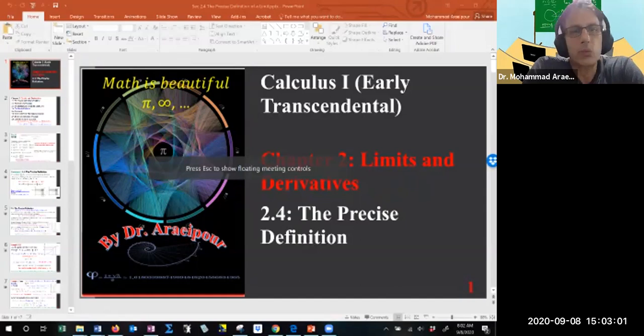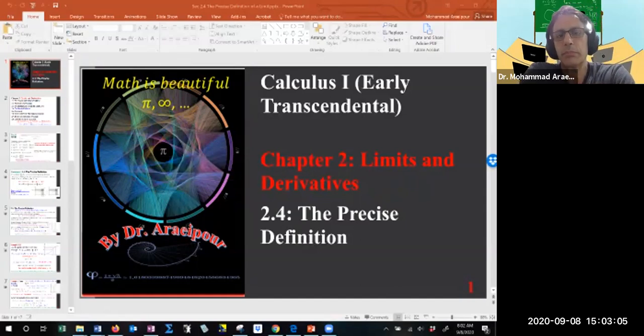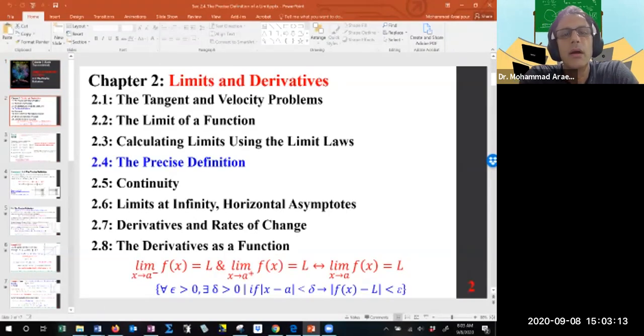Morning class, we are looking at section 2.4, the precise definition of a limit. We looked at the tangent and velocity problems, the limit of a function, calculating limits using the limit laws, and now the precise definition of limits.